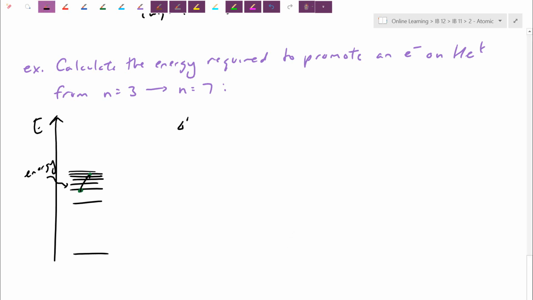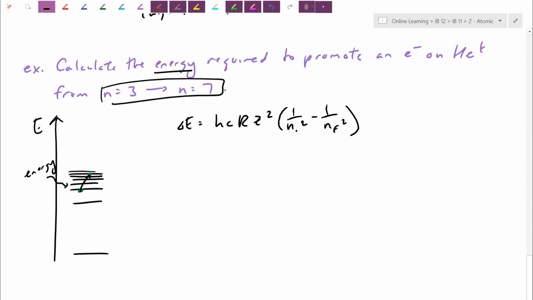We're going to have just our delta E, the size of the gap, is equal to hcRZ squared, times 1 over ni squared minus 1 over nf squared. I'm going straight to this fully derived formula because they want to know energy in relation to the transition. If you look back at the earlier question, it was just wavelength with which particular transition. You're more than welcome just to use the Rydberg equation by itself. So let's just punch our way through the constants here.